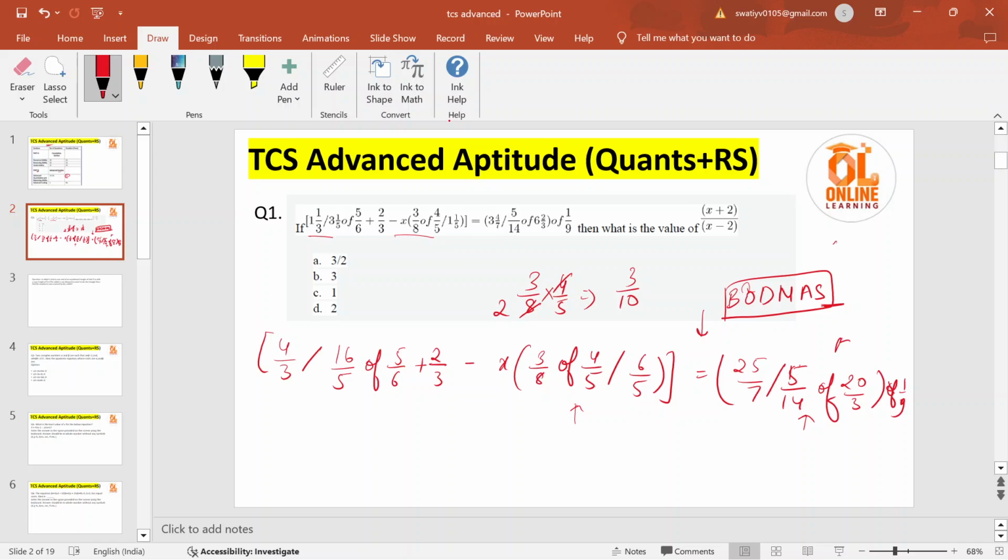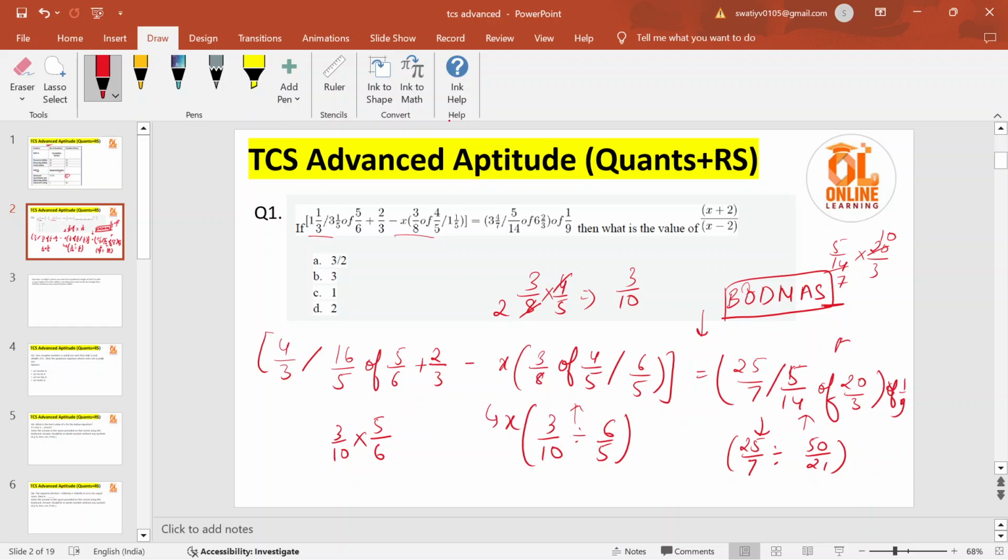This part becomes 5 by 14 cross 20 by 3, so this becomes 10 by 21. If I write this bracket, I'll write 3 by 10 divided by 6 by 5. And if I write the other bracket, I'll write 25 by 7 divided by 50 by 21. Now I'll solve this division part.